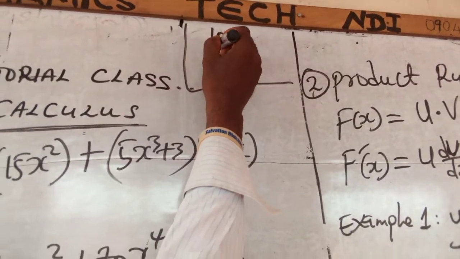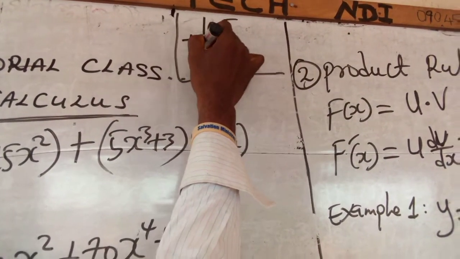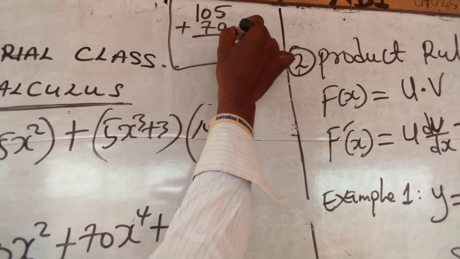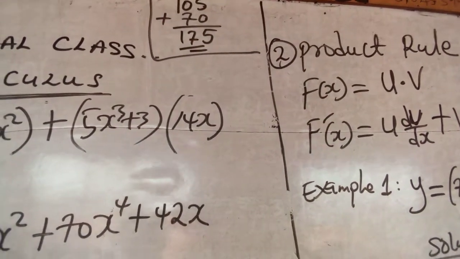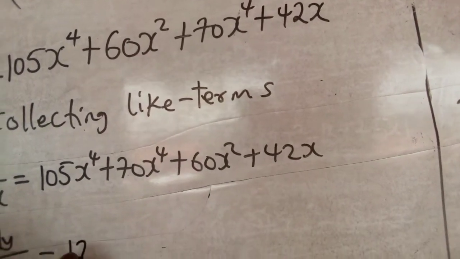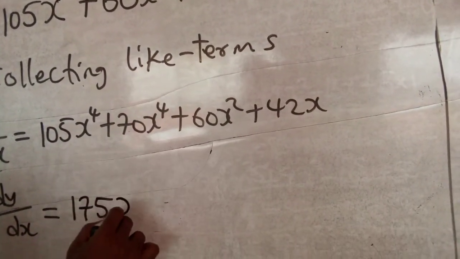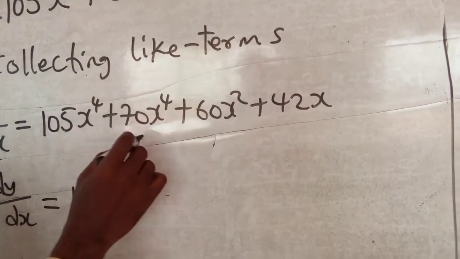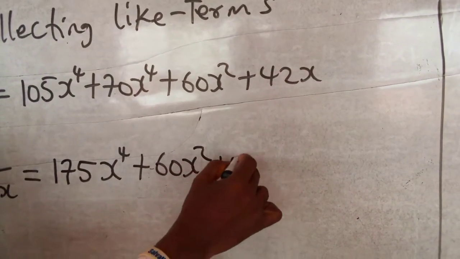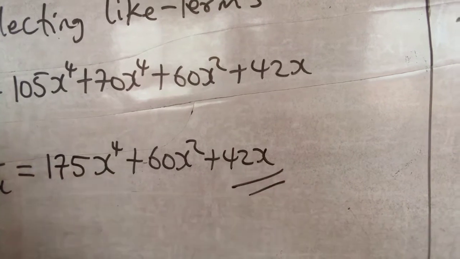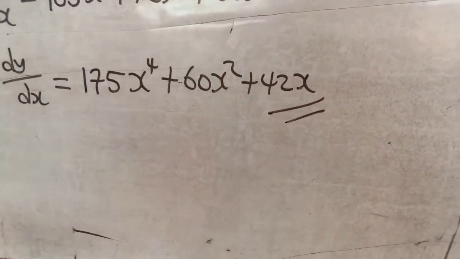105 plus 70. 5 plus 0 is 5. 0 plus 7 is 7. You bring down 1. So you now have 175s raised to the power 4 because you are adding. Plus 60s raised to the power 2 plus 42s. And that will give you your answer.